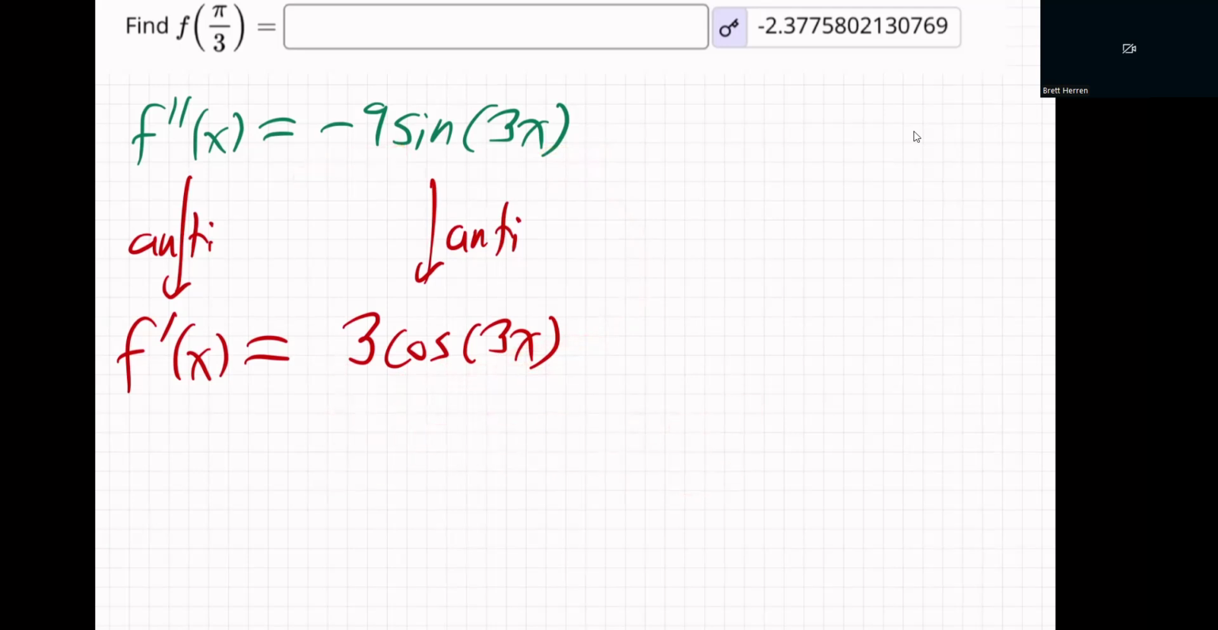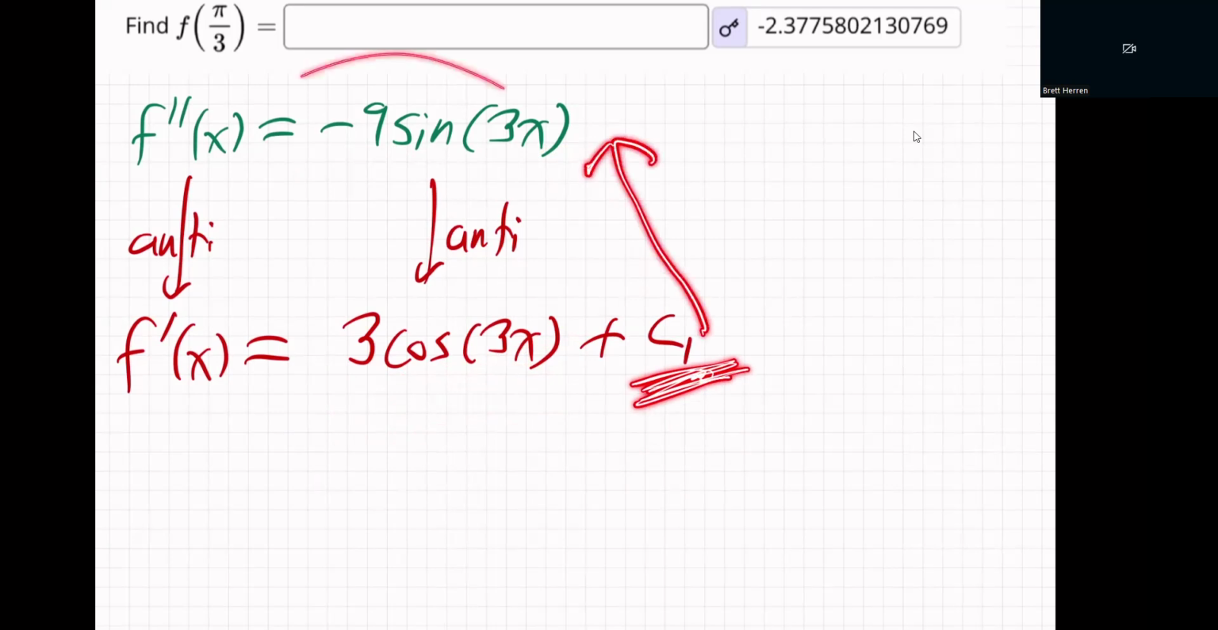It's right. Plus constant 1, because whenever we do an antiderivative, there could be any plain number out here. We call it constant 1. It could be any number because the derivative of any plain number without an x would go back to nothing. So it goes back to be the original function. So we've got to find that now.